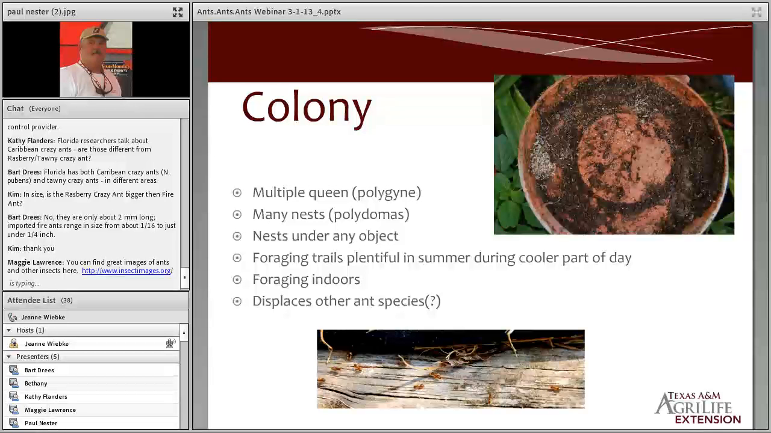Most of the time we will target control strategies early on, trying to make sure that the habitat is not there for the ants, and then if we do any treatments, we're probably looking at sometime in June. They have been known to forage indoors, and they do displace other ant species. As I mentioned, if you see the raspberry crazy ant, you will not see fire ants.